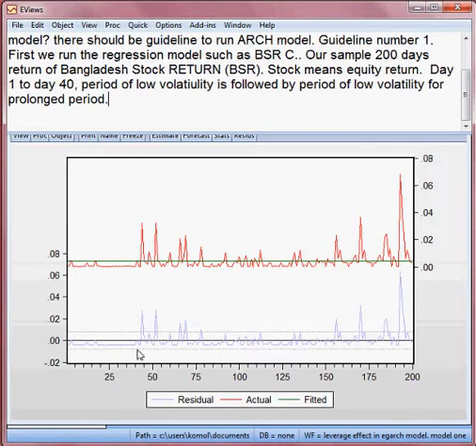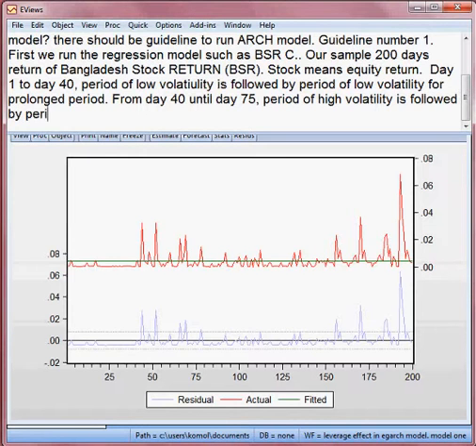Again, you can see from here, from day 40 until day 75, what is happening here? Here a period of high volatility is followed by a period of high volatility.